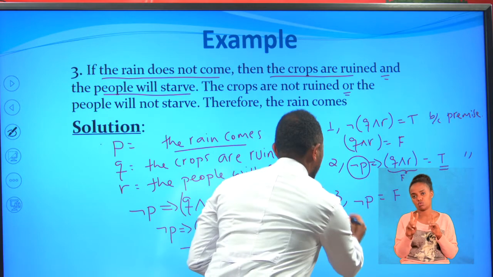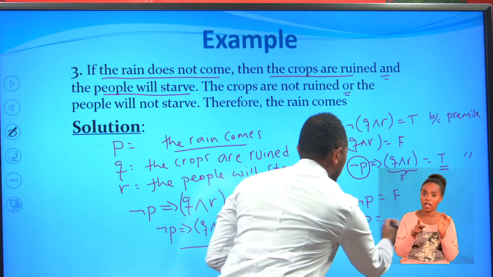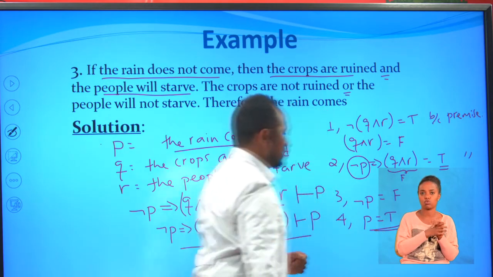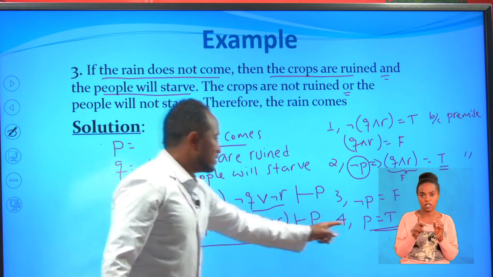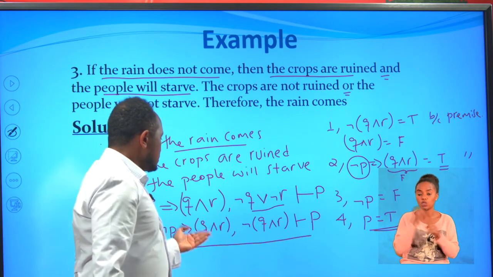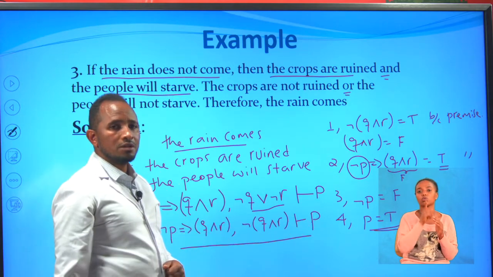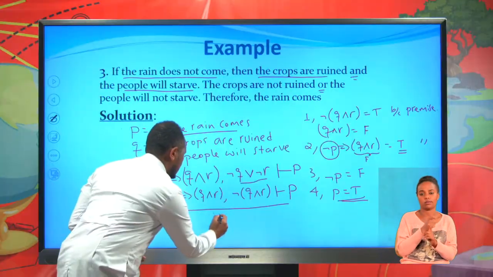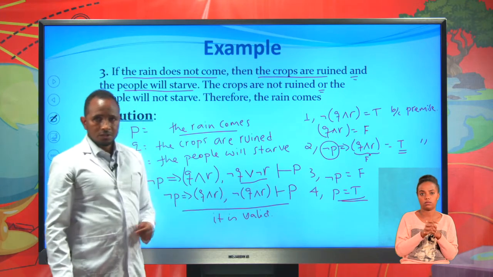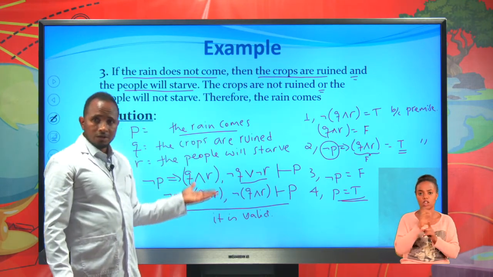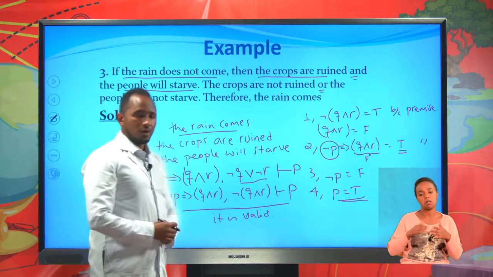So negation of P false means P is true. So what's our conclusion? Our conclusion here is P. So the conclusion P is true. Therefore, assuming the premises true, we arrived at the conclusion to be true. Therefore, this argument is valid. Please, students, try to check the validity of this argument using a truth table. So let's proceed to the other part.